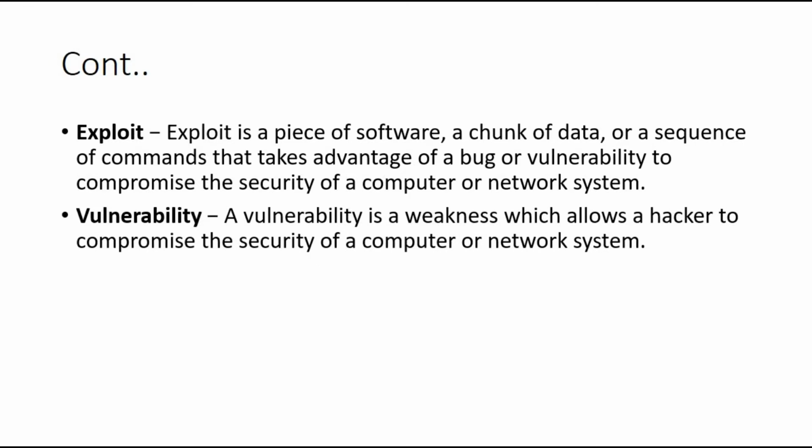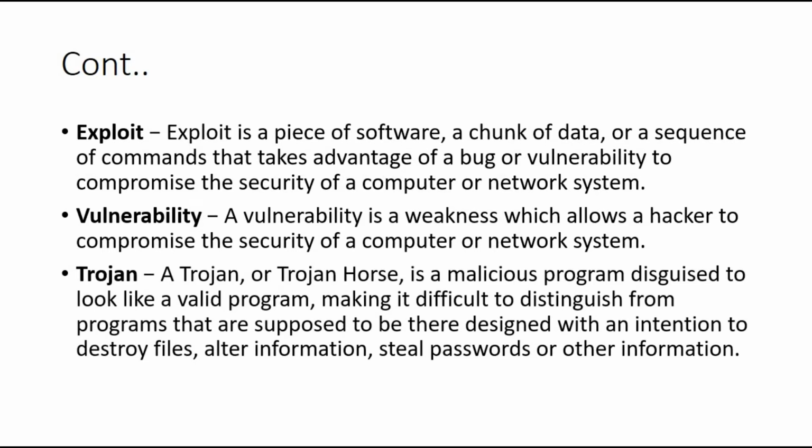Vulnerability is very simple. It's a weakness. Let's say there is a system and port number 22 is open. Port 22 is open, then I can take SSH, I can take remote logins, I can directly attack that. So the weakness is the vulnerability: a weakness in any system or network system, right? Trojan horse is a malicious program disguised to look like a valid program.